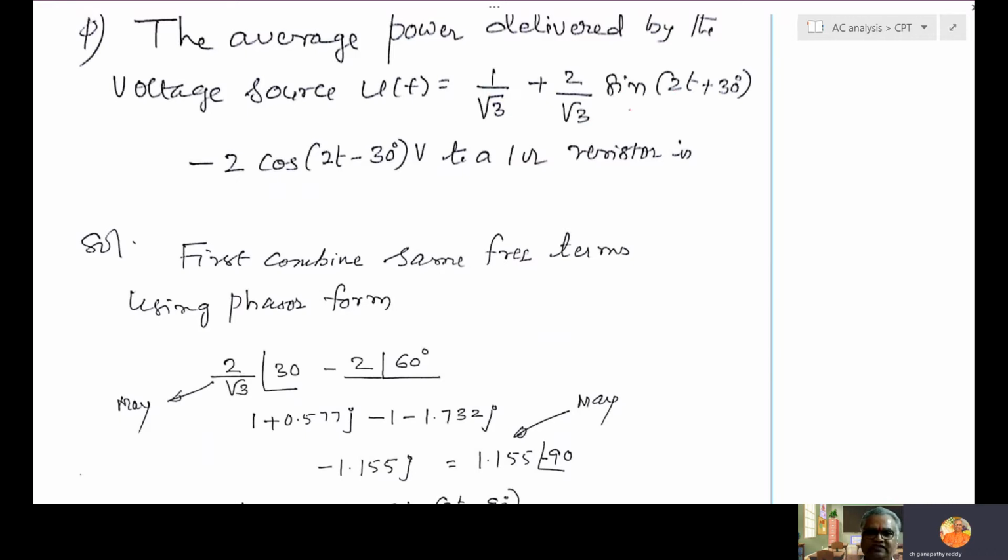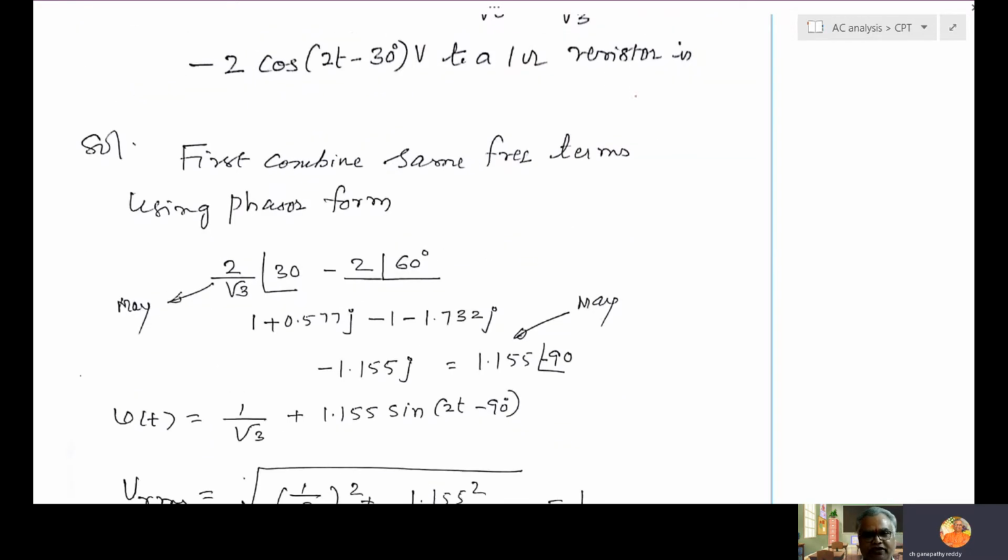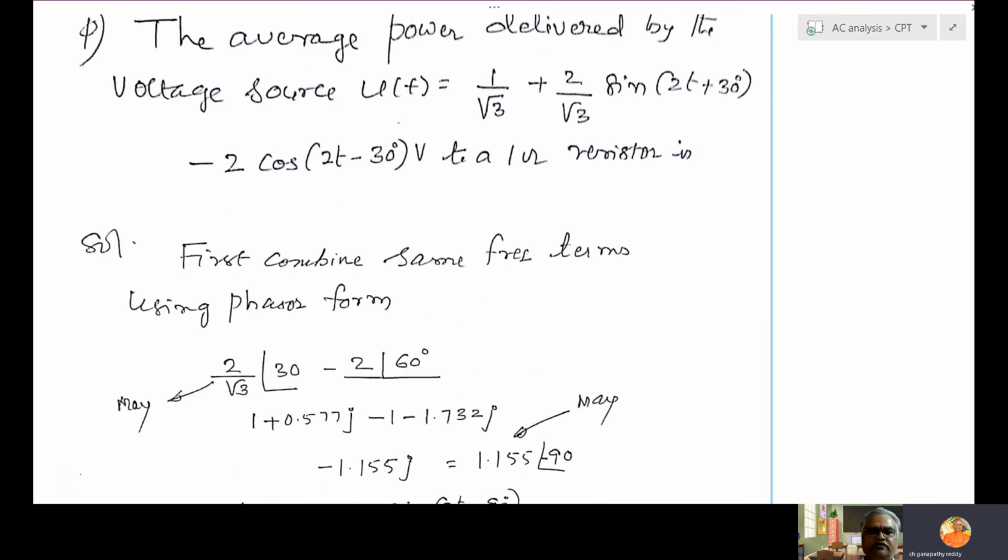So what to do? First, same frequency components are combined using phasor form. So first combine same frequency terms using phasor form. So what is that phasor form?